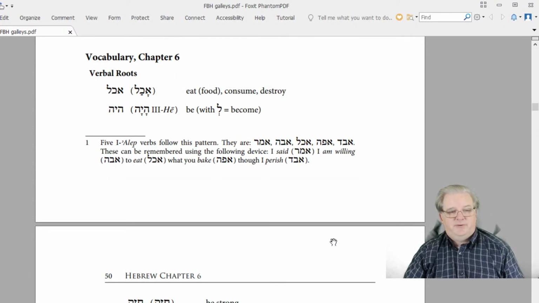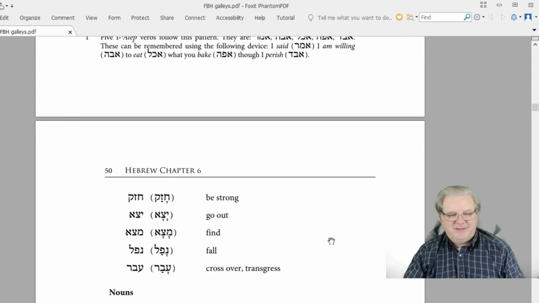I'll pronounce it. You can pronounce after me. To eat is akal. To be is haya. Oh dear. With the lamed, it marks itself as become. So the haya will be attached to another noun. So you'll have this. Ha'avad haya lamelech. The servant became king. Yeah, it'll be a lot of fun.